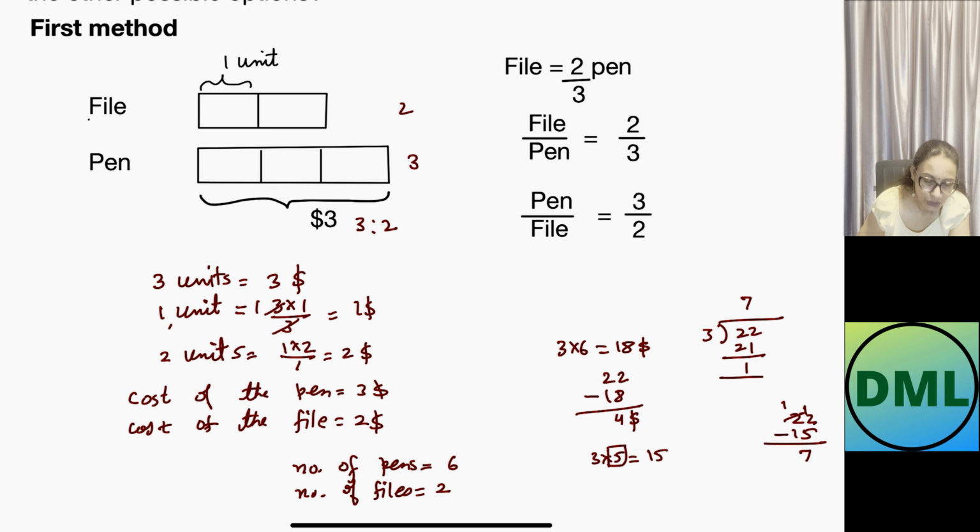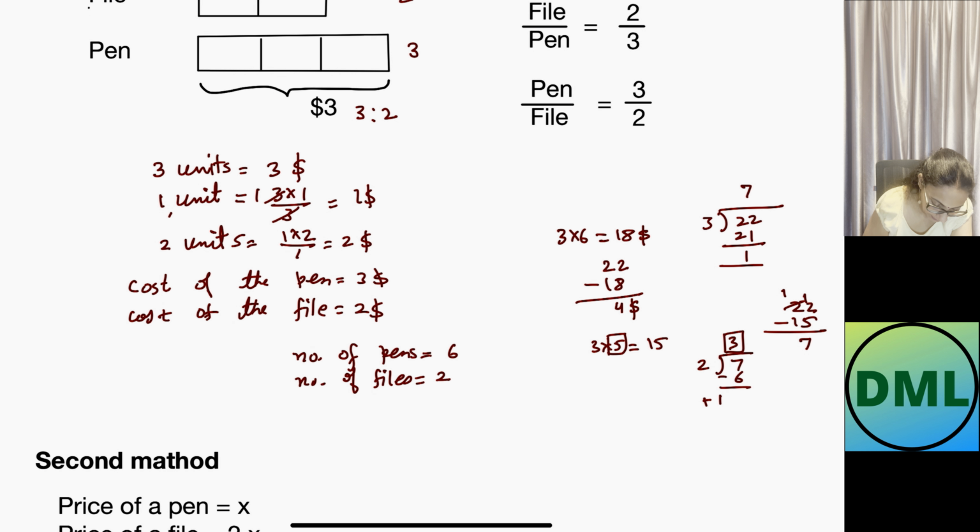One file costs $2. Let's divide 7 by 2. 2 times 3 is 6 and $1 is left. This shows that I can purchase 3 files. Let's write down another option. Number of pens is equal to 5, so I can purchase 5 pens, and the number of files will be equal to 3 files. I have spent $3 on one pen. 5 threes are 15.